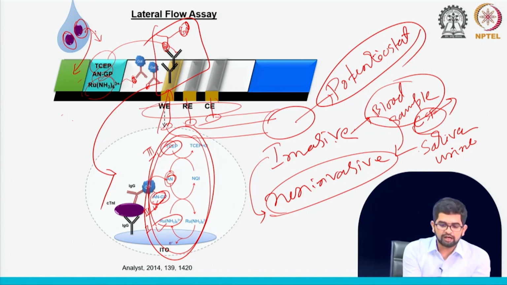Now, see, maybe after binding there are lots of secondary antibodies, but your target is at very low concentration. Suppose you have only one target.